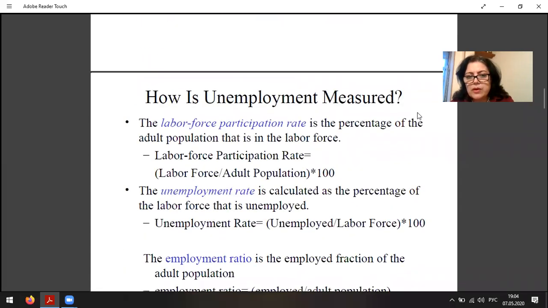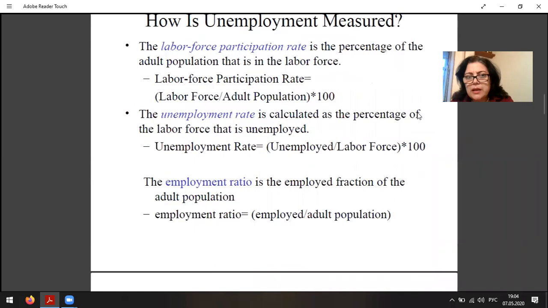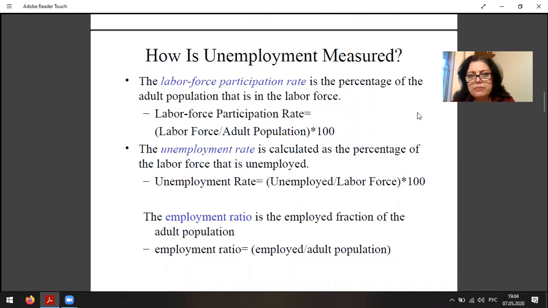Okay, so now you see the different approaches to the measuring of unemployment. So the major question is, how is unemployment measured? As you can see, there are three approaches and three indicators that help to measure unemployment. First one is the unemployment rate. Actually, we're familiar with that because we know how to count this.